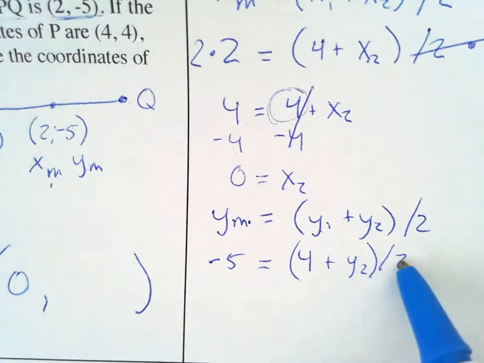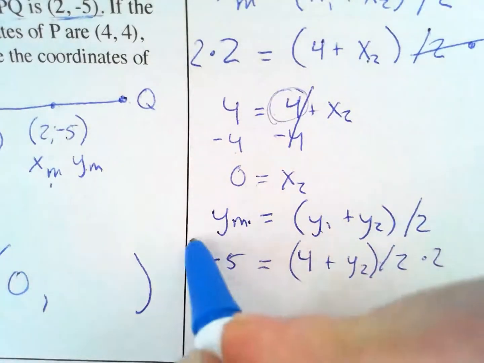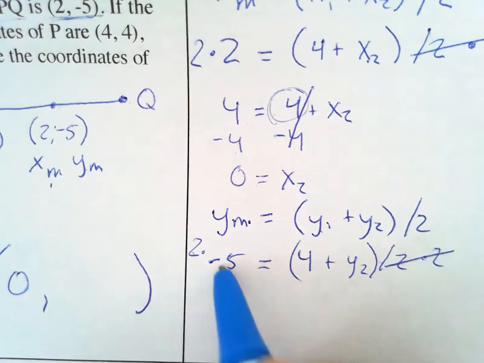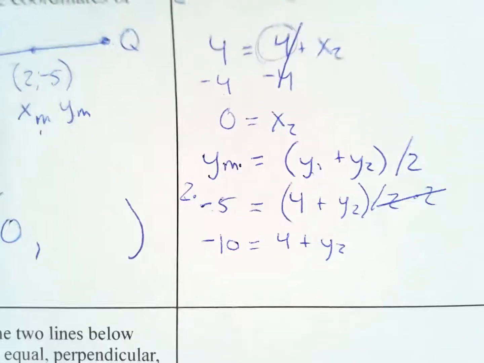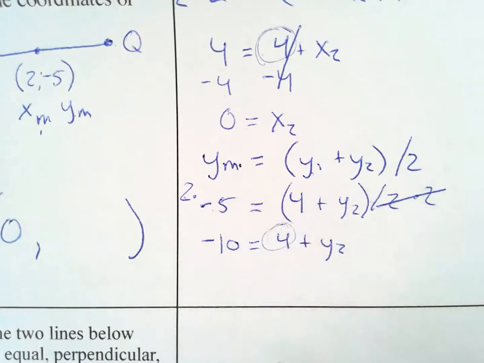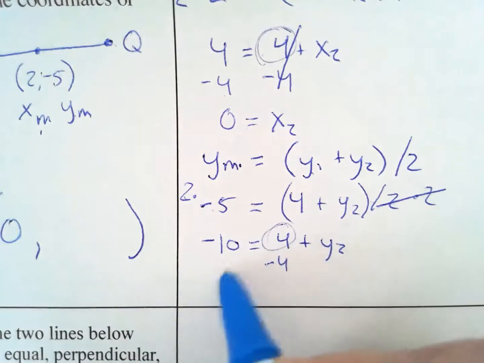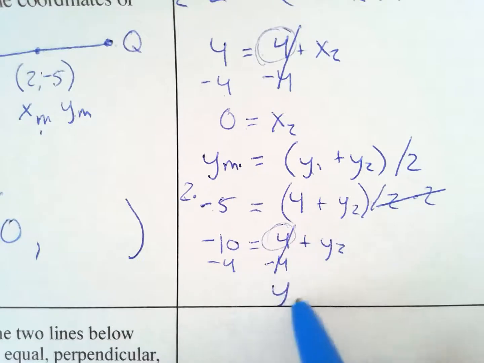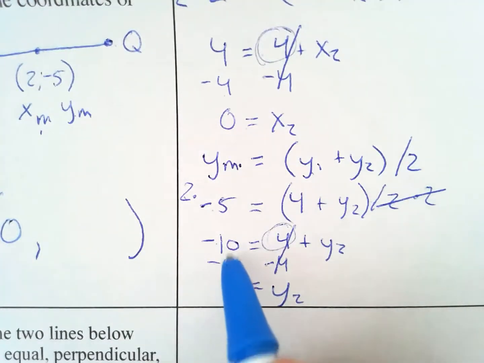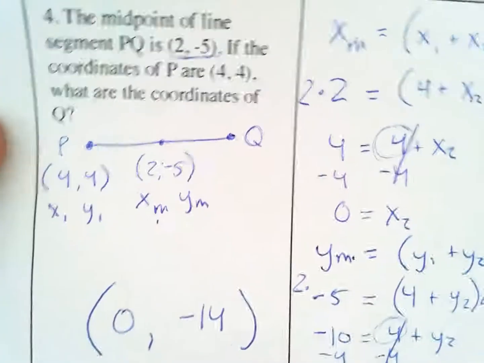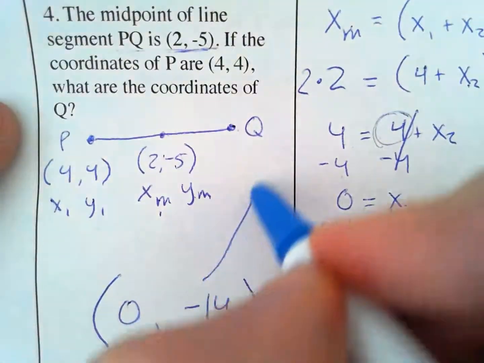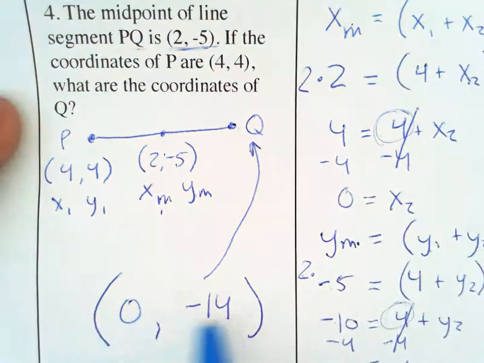Then we can undo the division by multiplying by 2 on both sides. This cancels, and 2 times -5 would be -10 equals 4 plus y2. Then I need to get this 4 out of the way. It's a positive 4, so I'm going to subtract 4 on both sides. This cancels, and I'm left with y2 equals -10 minus 4 would be, if you think of a number line, -14. So my y2 value gets plugged in here. And the midpoint, or not the midpoint, the endpoint that we're missing, Q, would be (0, -14).